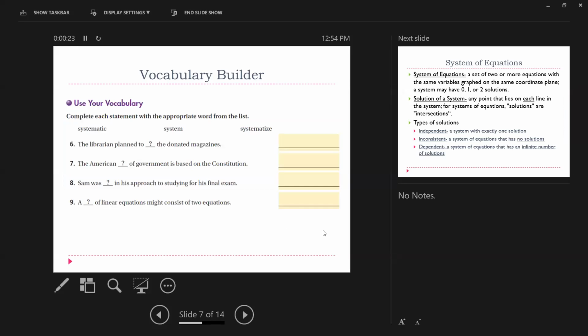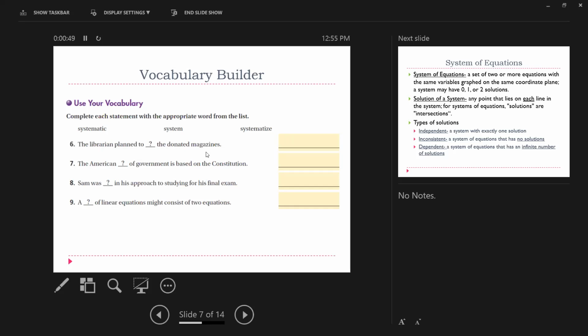If you're concerned about how to use the word system or systematic or systematized, they all mean something a little bit different. Librarian plan to systematize the donated magazines. Well, that just means that she's going to create a system. How do you find the donated magazines? Well, that's what the librarian's got to figure out.